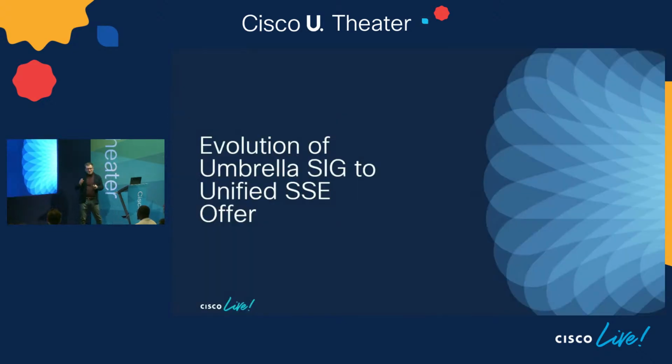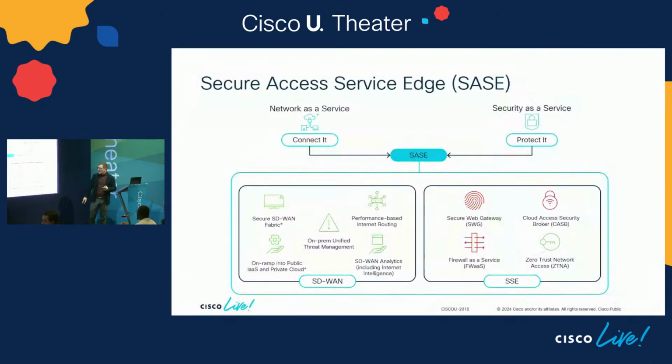Okay, these were these 4 core Umbrella capabilities. And now we'll take a look at how Umbrella actually evolves to this new unified SSE offer. The product, as we'll see, is called Cisco Secure Access. But before we do this, let me just review this SASE architecture diagram. We're discussing Umbrella now. And I said that we're going to focus on these SSE capabilities.